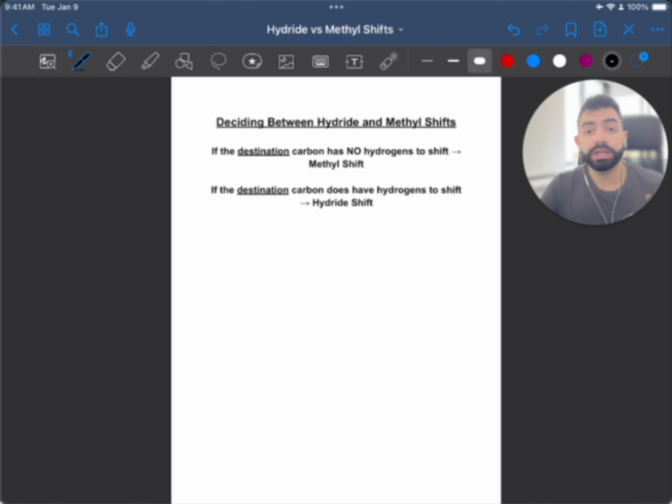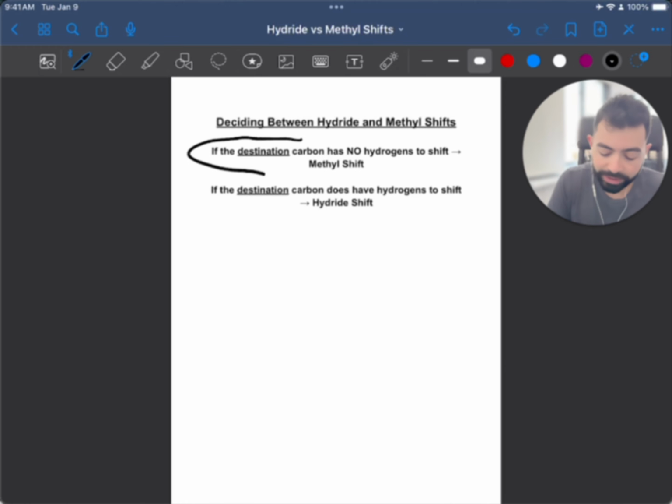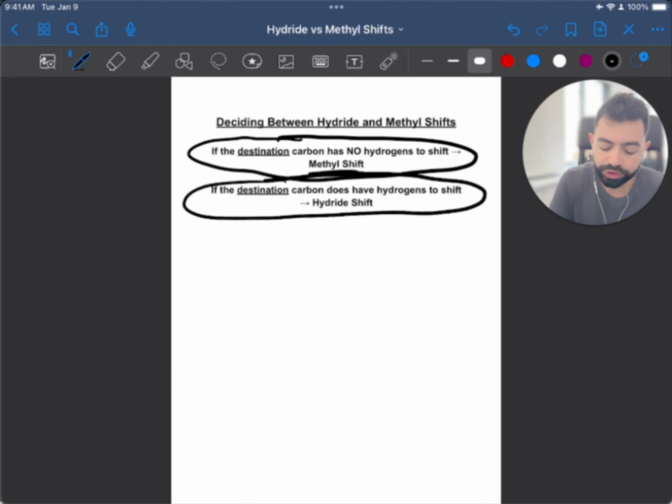So now that you understand the differences between a hydride shift and a methyl shift, we can learn about how to decide when to use a hydride shift or a methyl shift. And to get this right every single time, you can just remember this rule that I have on the screen for you. If the destination carbon has no hydrogens to shift, then you will always do a methyl shift. But if the destination carbon does have hydrogens to shift, then you will always do a hydride shift.